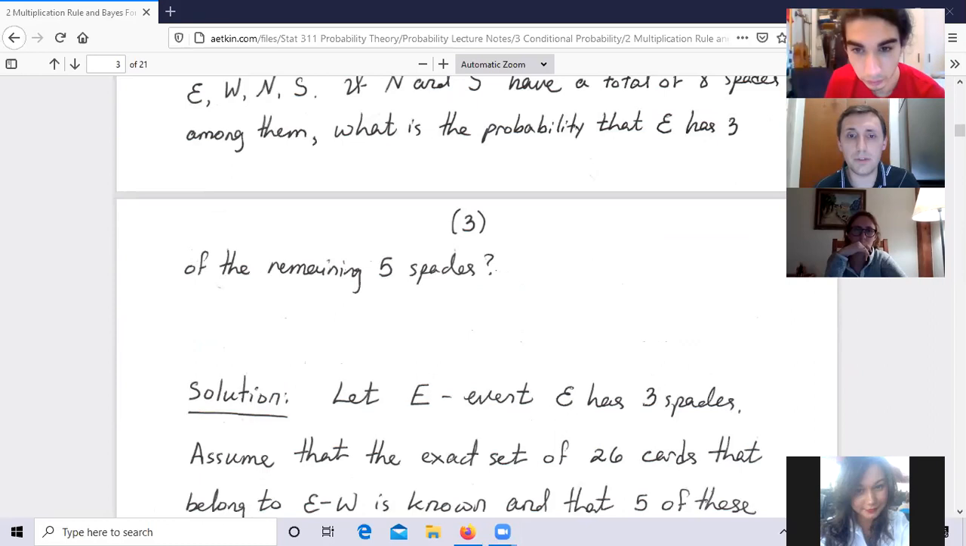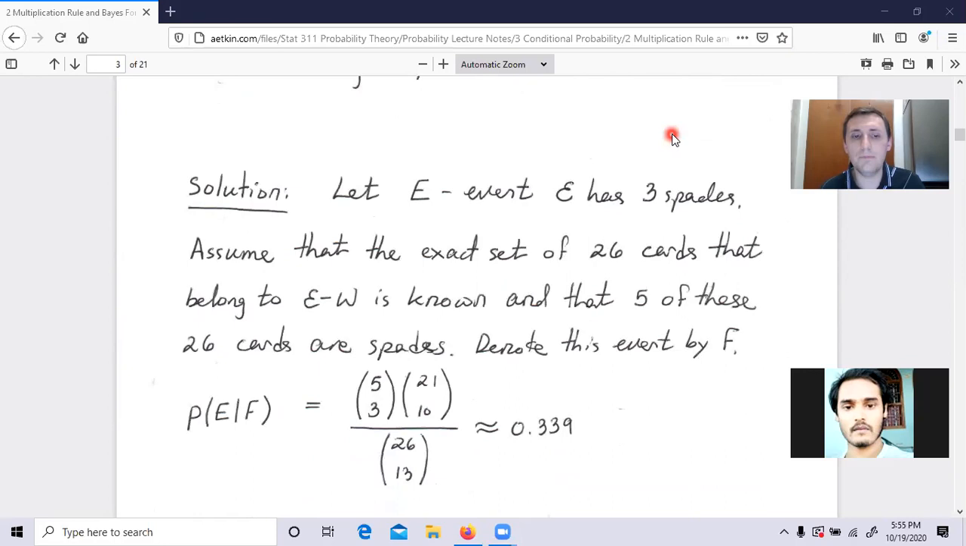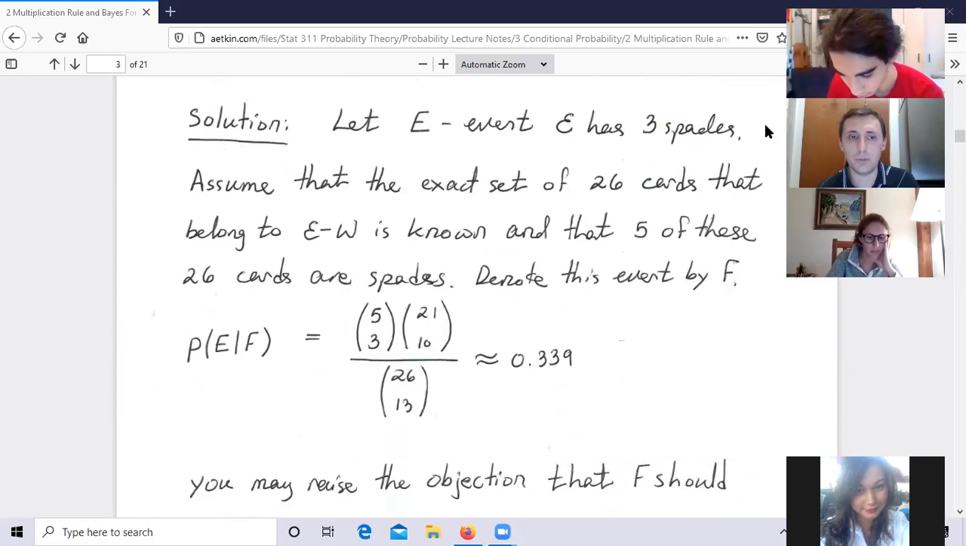So let's say we can assume that we know the exact cards that are shared between East and West. You understand, 26 cards were given to North and South. 8 of those cards are spades. I can pretend that I know. You see, I don't know in this problem which particular cards, which particular spades and which particular other cards are given to North and South. But I can imagine that I in fact have far more information.